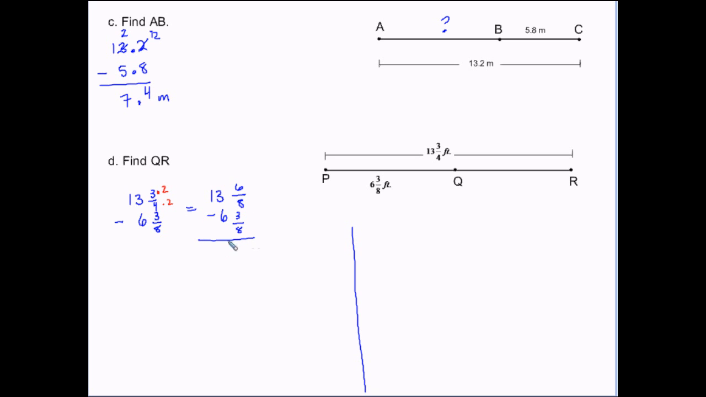And here's why I hate subtraction with mixed numbers, because if this number was, say, a 2, then I have to borrow from the 13 and add 8 and do all sorts of yucky borrowing that we don't like. But 6 minus 3 is 3, and 13 minus 6 is 7. Or I can turn this improper, so I multiply and add.